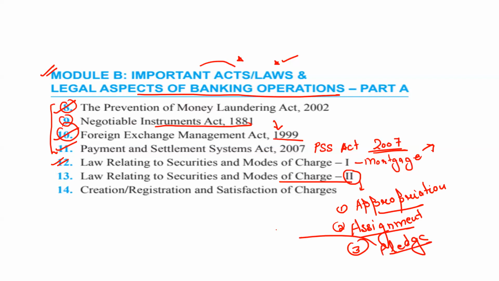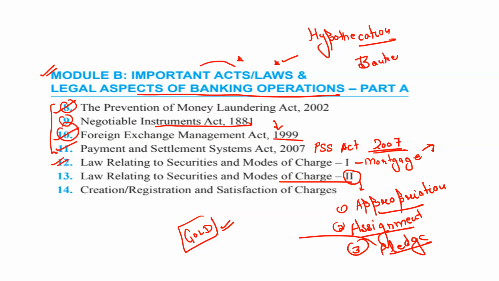Like in the examination, they will ask directly: in the case of gold, what do we have to use? We have to pledge the gold in that case, that is, we have kept the security in our hands. Fourth one, that is the hypothecation. Fifth one, that is the banker's lien. So all these things we have to cover under the law relating to the securities and mode of charge, part 2.